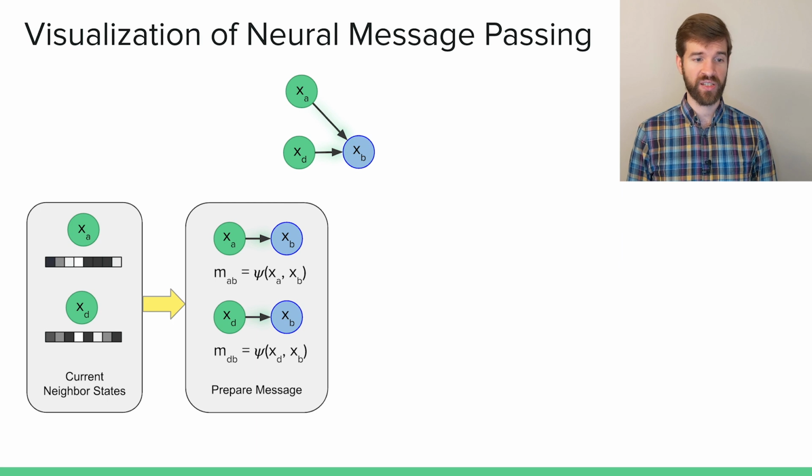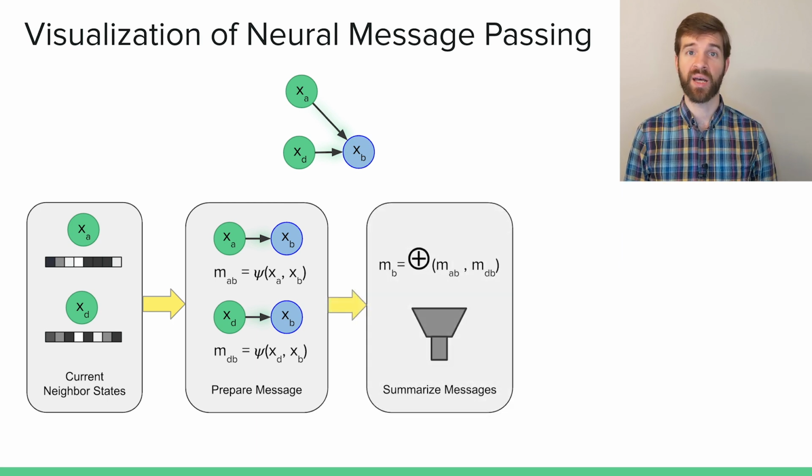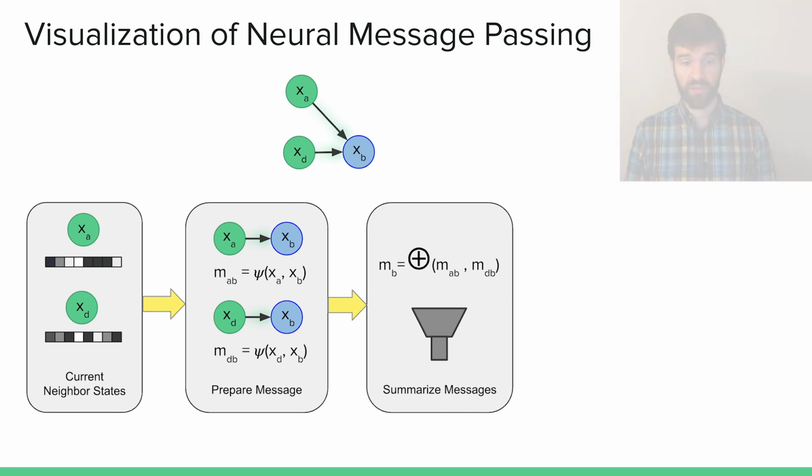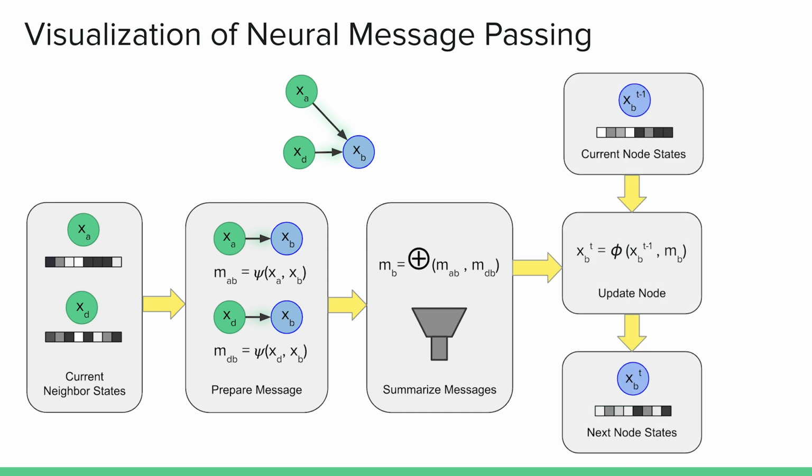So we have two messages, AB and DB. These two messages then are being summarized by some function, for example, a sum or a mean. And once we have this, we take the current state of the node XB at a time step t-1. We process that together with the aggregated message that we've received from all of our neighbors, and then we arrive at the next node state.